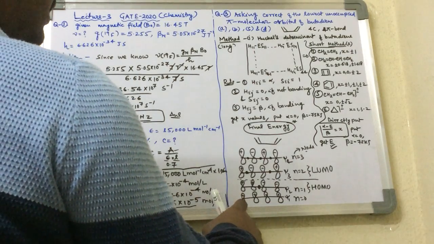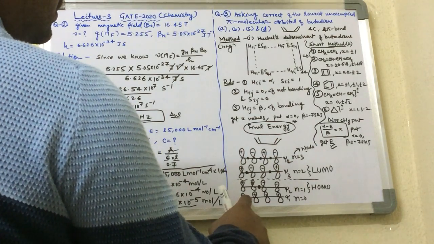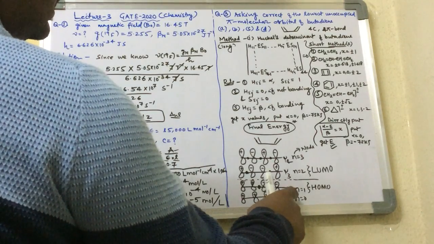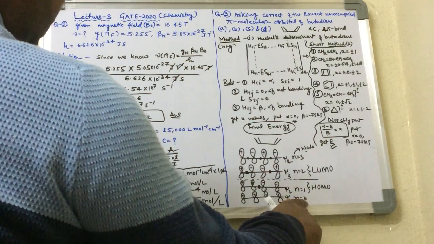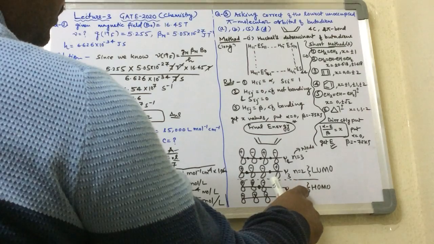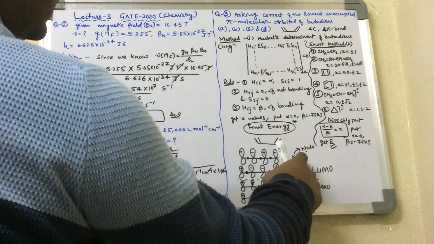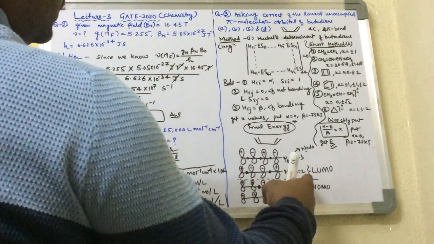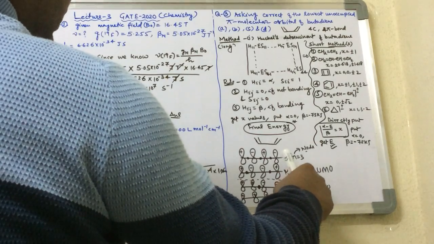Because here butadiene has 4 carbons, so there are 4 orbitals: 1, 2, 3, 4. Psi 1 means N0, which indicates there are no nodes, psi 2 is for N1, psi 3 for N2, and psi 4 for N3. This N value indicates how many nodes are present. So this is the HOMO, and psi 3 is the LUMO.